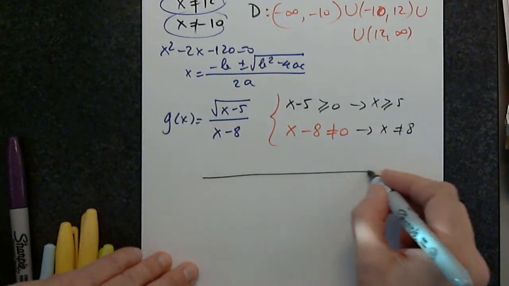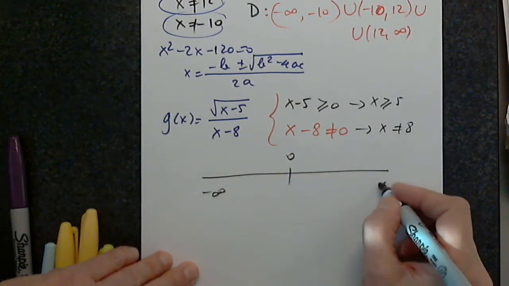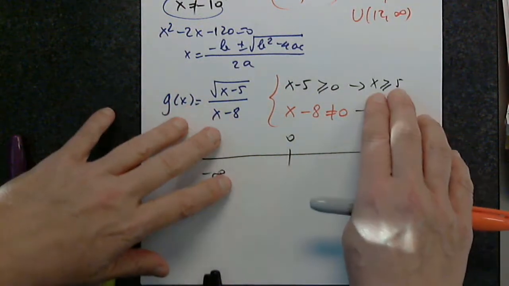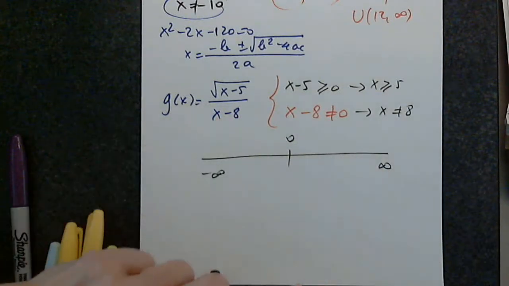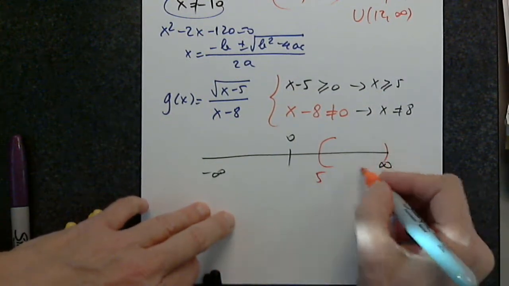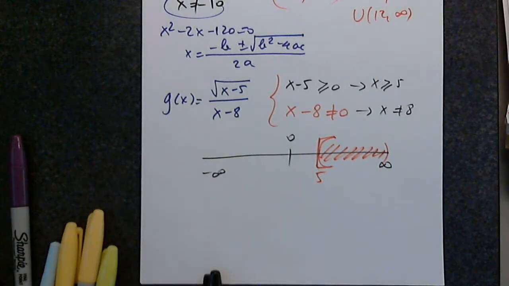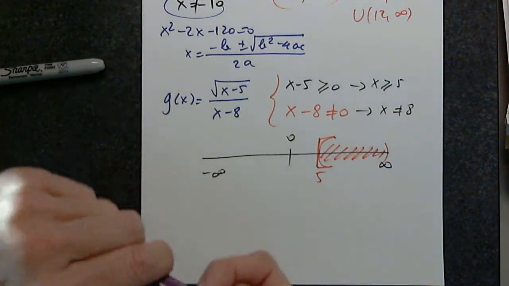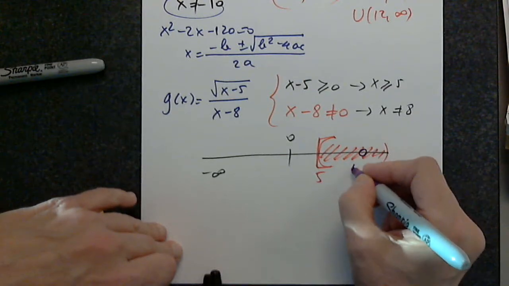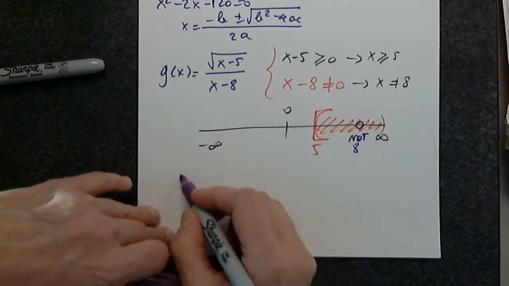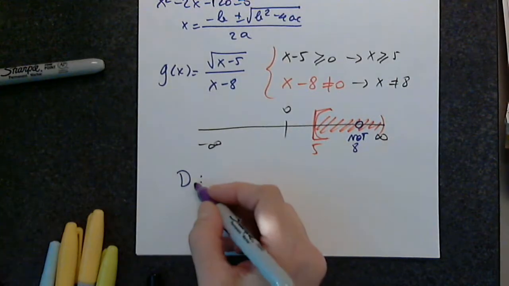So now on the real line, you don't have to graph it. I'm graphing it to explain what we're doing. But there is no need to graph it. So the first one says 5 and greater. So I don't care for units. 5 and greater is this. But the second one says whatever except 8, not 8.